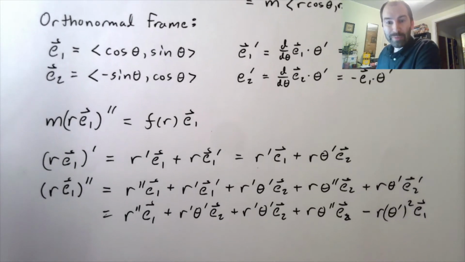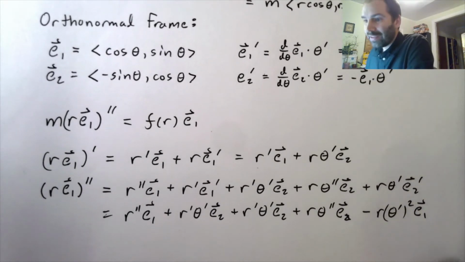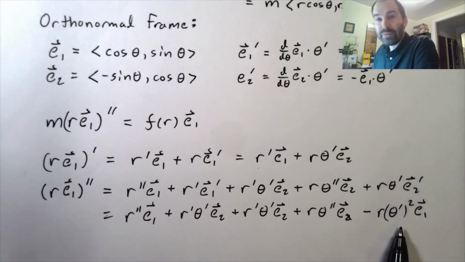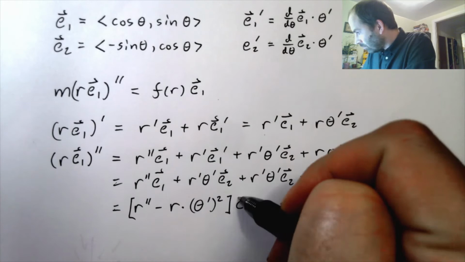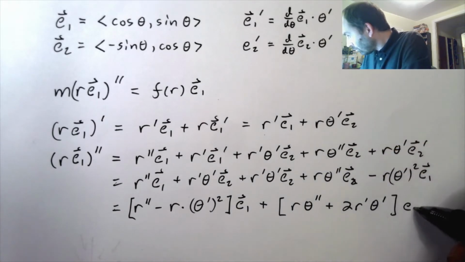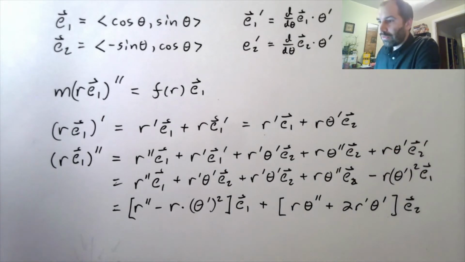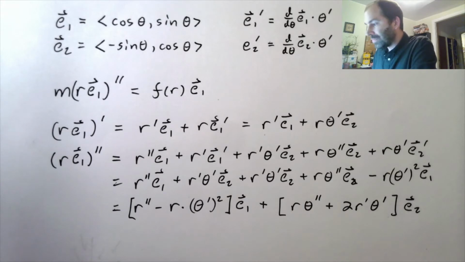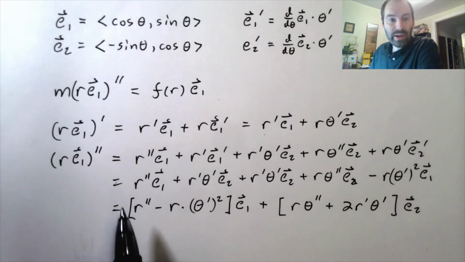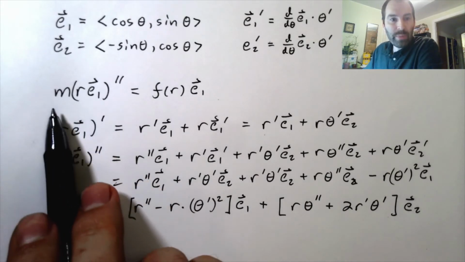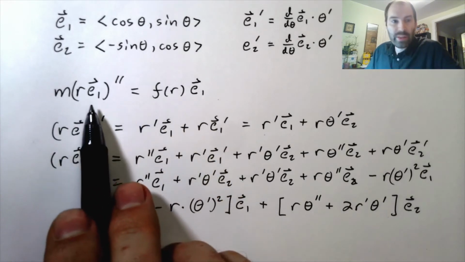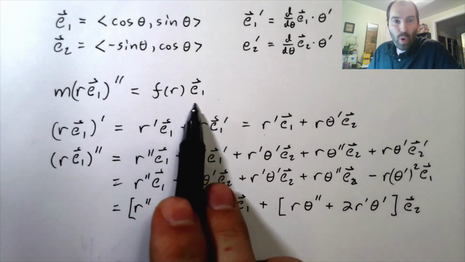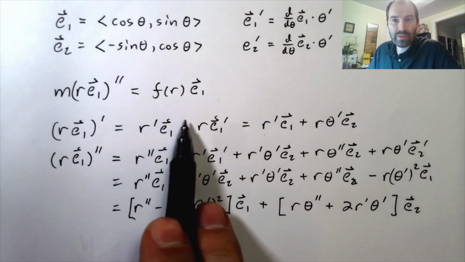Okay, there we go. Now let's simplify everything. Let's collect all the E1 terms together and all the E2 terms together. Okay, so we've collected the E1 terms and the E2 terms. Now, why did we do that? Well, because we know that this stuff, when I multiply it by m, it's got to equal this. Or in other words, this stuff is equal to 1 over m times this stuff, right?